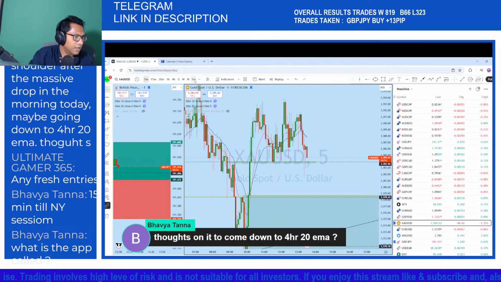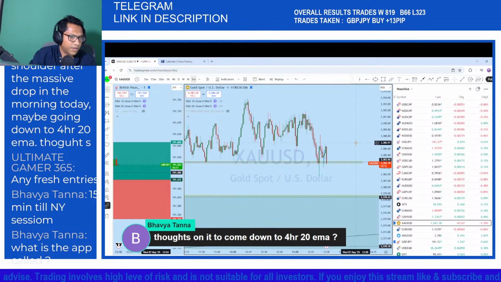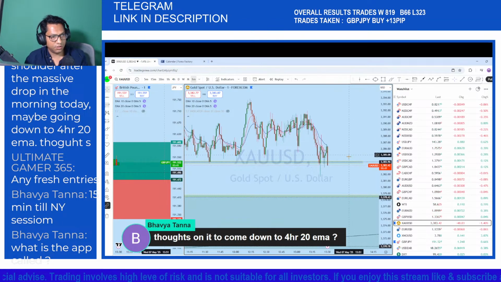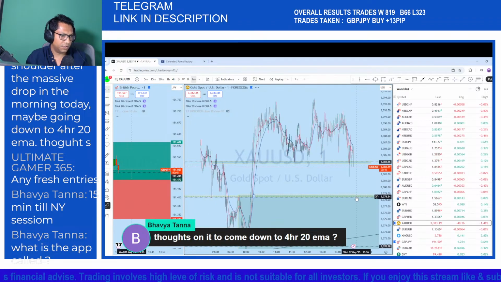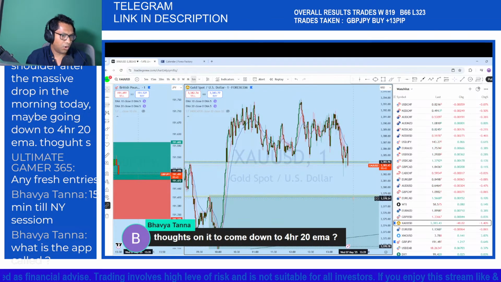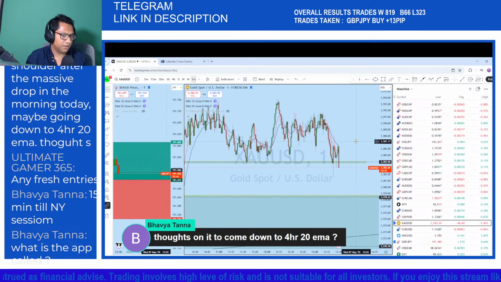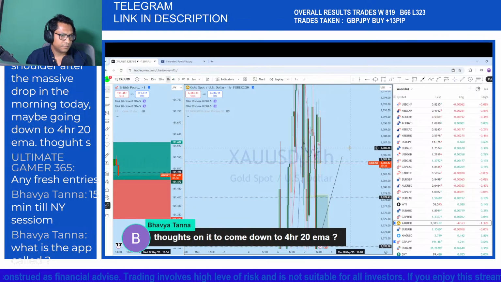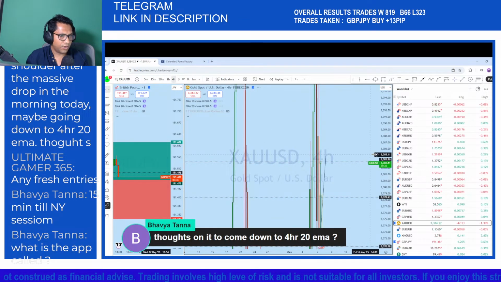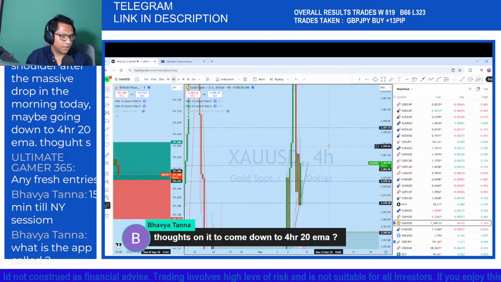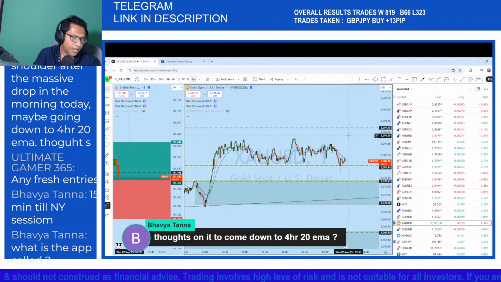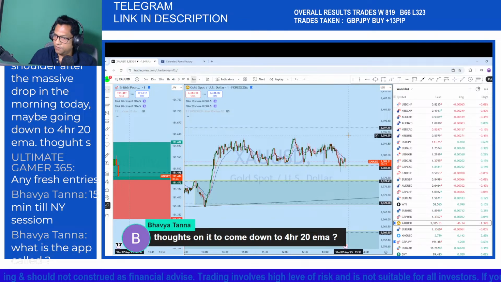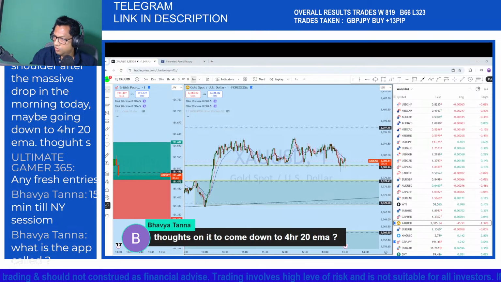Okay, it's getting that rejection from that level as we discussed, so it's potentially going to come here for the fair value gap retest. This is an order block, it may remain here. 4 hour, again looking at it. Until we see a clear directional bias, we are waiting for the entry.